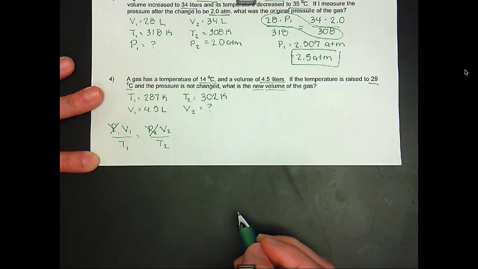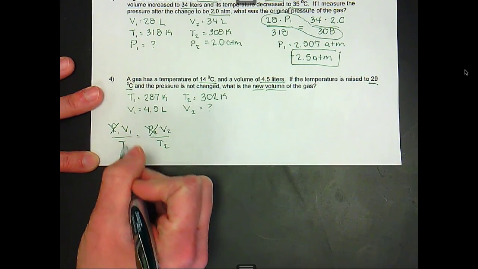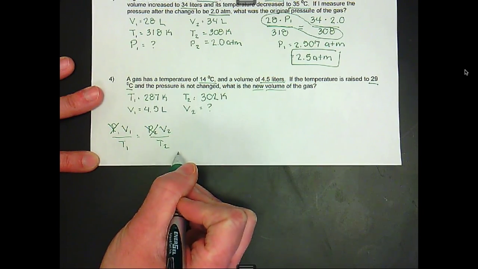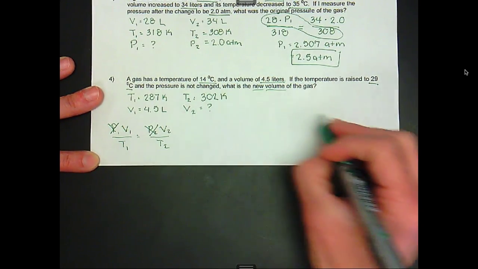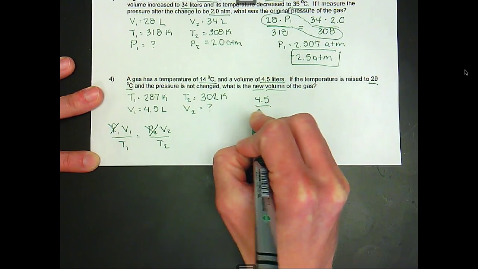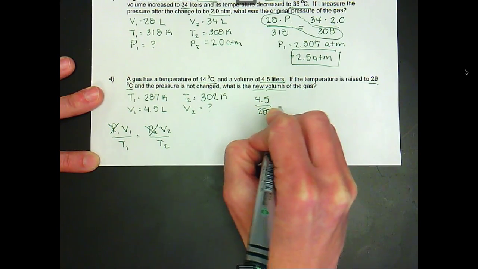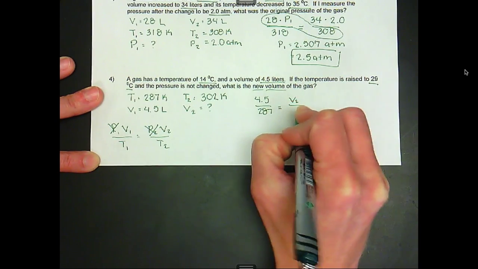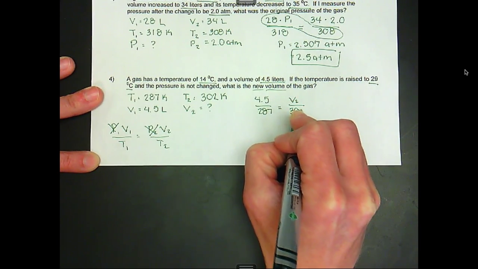And now what we see is Charles' law. V1 over T1 equals V2 over T2. And so we're going to go ahead and plug in those values. Volume 1, 4.5, divided by 287 equals volume 2, that's what I'm trying to find, divided by 302.